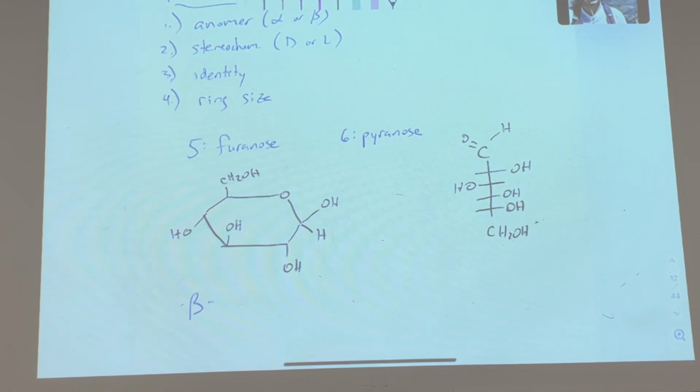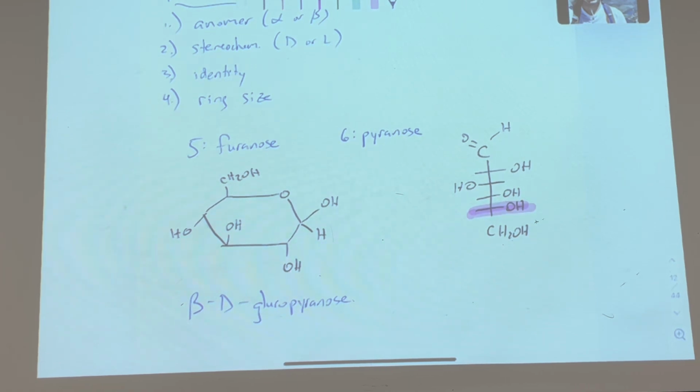What is the stereochemistry here? It's going to be D because, well, number 1, I told you that's all I was going to give you. But number 2, look at the chiral hydroxyl farthest from the carbonyl. It's to the right, meaning it's a D sugar. The identity here, we're dealing with glucose, and it's a 6-membered ring. So I'm just going to tack on pyranose at the end. So we call it beta-D-glucopyranose.